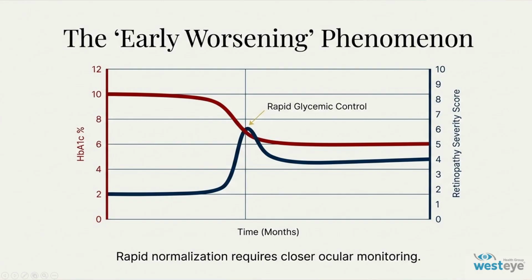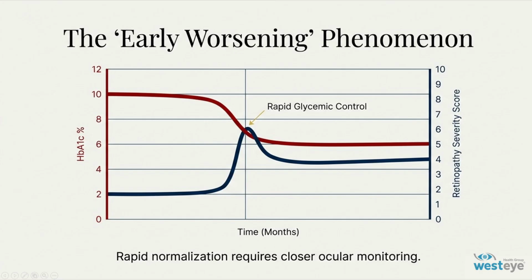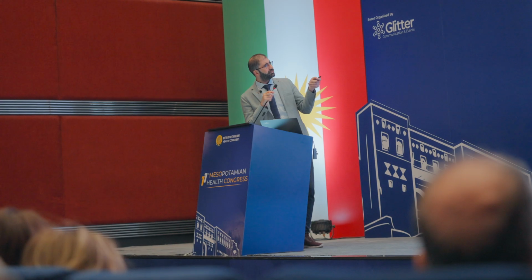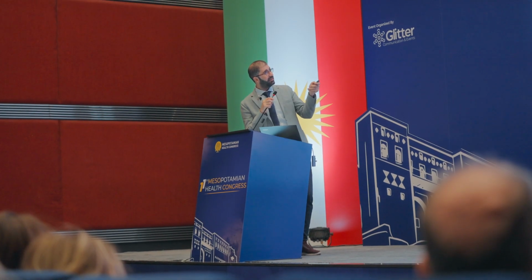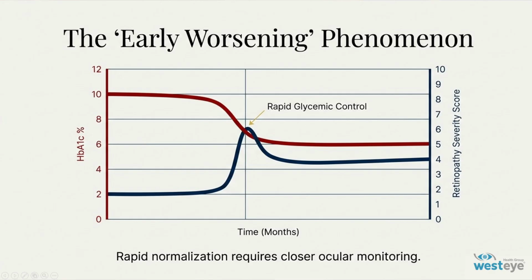This slide is very crucial for me. I want to describe it to you. That one is called the early worsening phenomenon. Look at those two lines, please. The red line is representing HbA1c in diabetic patients, and the blue line is representing the severity of diabetes.